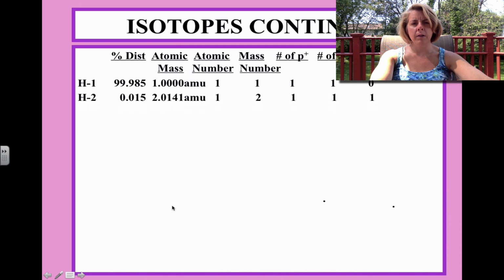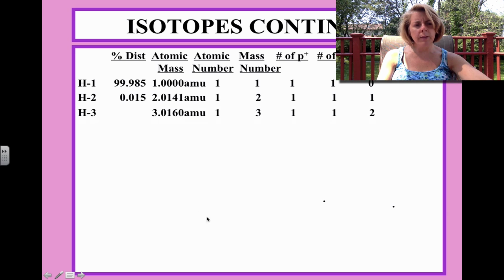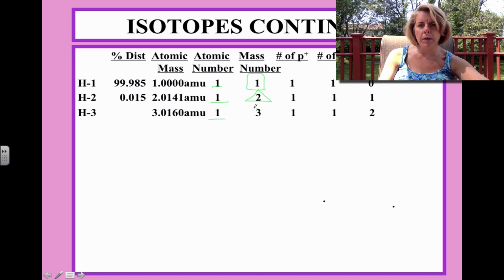Okay, here I have a nice long table, and I just want to point out for hydrogen, notice that they all have the same atomic number. However, their mass number is different. So we have 1, we have 2, and then we have 3. Now, notice that for each one, it has the same number of protons. And because it is a neutral atom, it has to have the same number of electrons.